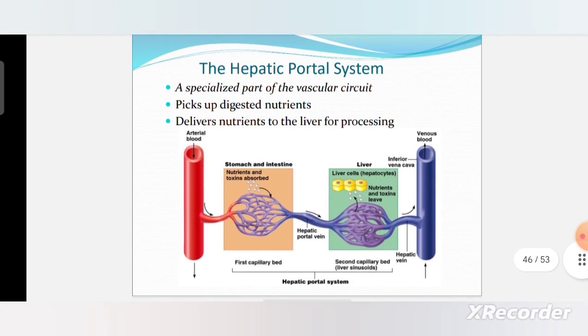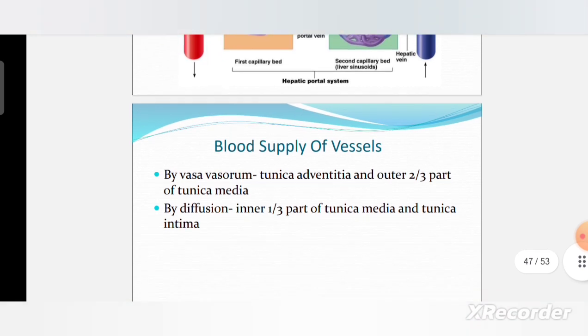Next is the hepatic portal system. It is a specialized part of the vascular circuit. It picks up digested nutrients and delivers nutrients to the liver for processing.